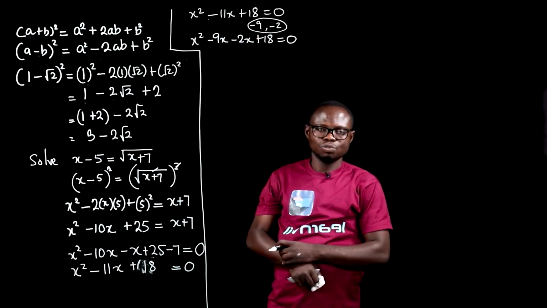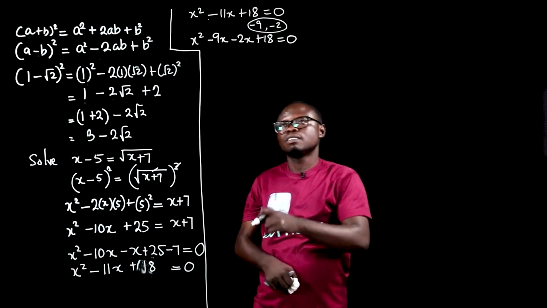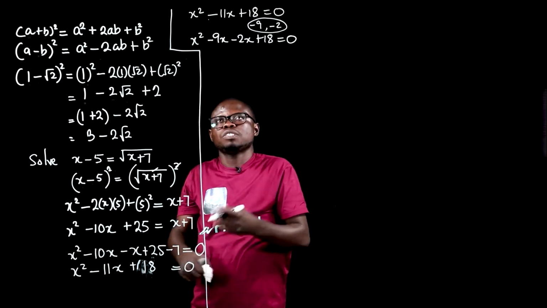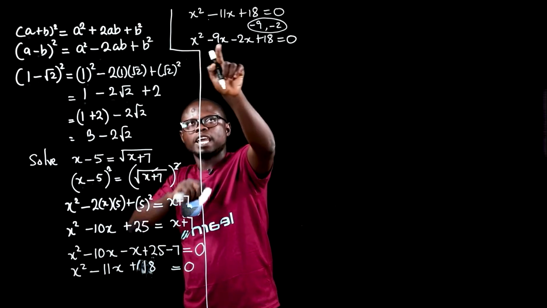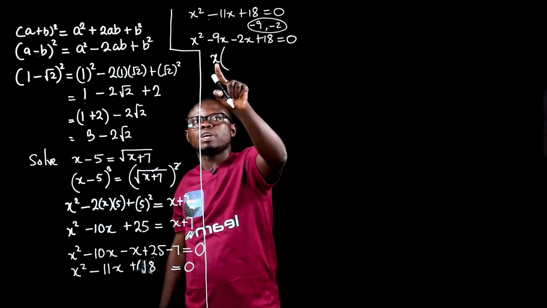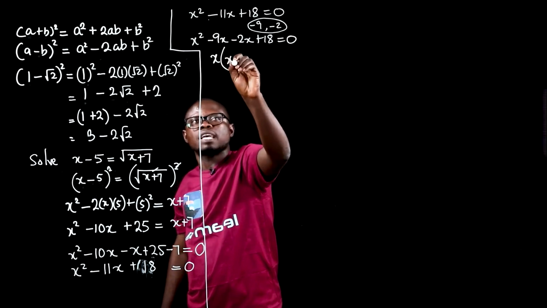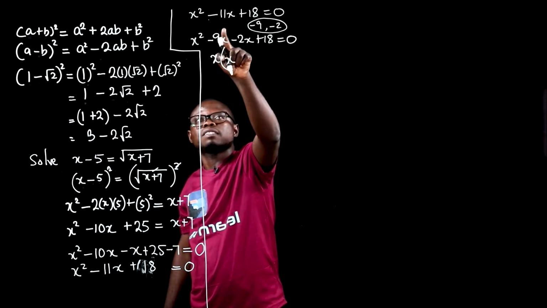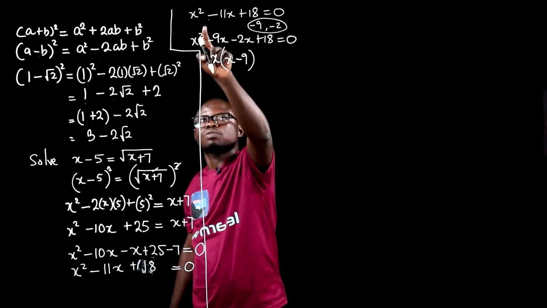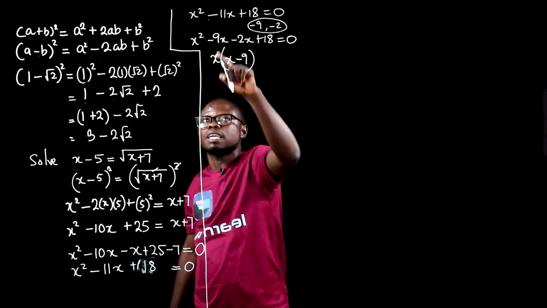The next thing to do is to factorize. So we pick the first and the second term. What is common is x. So x is common. When x divides this x squared, you get x. And when x divides minus 9x, you get minus 9. Watch. X times x, x squared. X times minus 9, minus 9x.